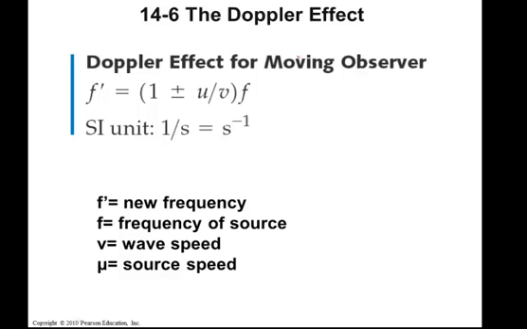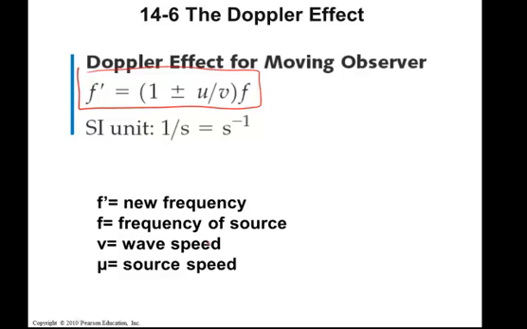And if we have a moving observer, meaning the person is moving but the source is staying the same, this would be the equation that we're using. F prime stands for the new frequency, the one that we would be hearing that's higher or lower, depending on if you're moving away or towards. F is the frequency of the source. In other words, if it's a whistle, what is that frequency normally? Is it like 256 hertz or 128?